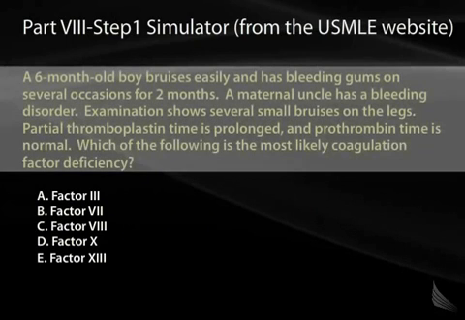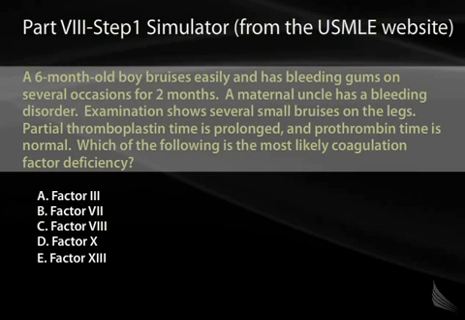So here's a question. A 6-month-old boy bruises easily and has bleeding gums on several occasions for 2 months. A maternal uncle has a bleeding disorder. Examination shows several small bruises on the legs. Partial thromboplastin time is prolonged and prothrombin time is normal. Which of the following is the most likely coagulation factor deficiency? Is it factor 3, factor 7, factor 8, factor 10, or factor 13?